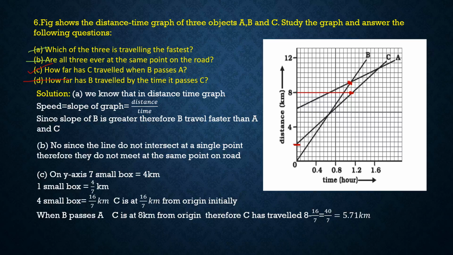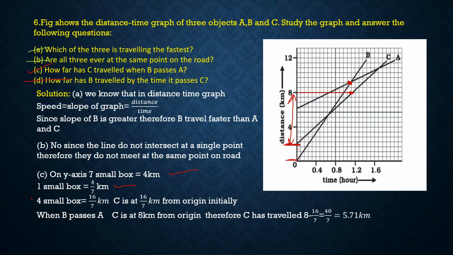So initially we will find this much distance. We know that on the y-axis, 7 small squares (1, 2, 3, 4, 5, 6, 7) is equal to 4 kilometers. So one small square is equal to 4 by 7 kilometer. From here to here there are 4 small squares, so 4 small boxes is equal to 16 by 7 kilometer. So C is at 16 by 7 kilometer from the origin initially.